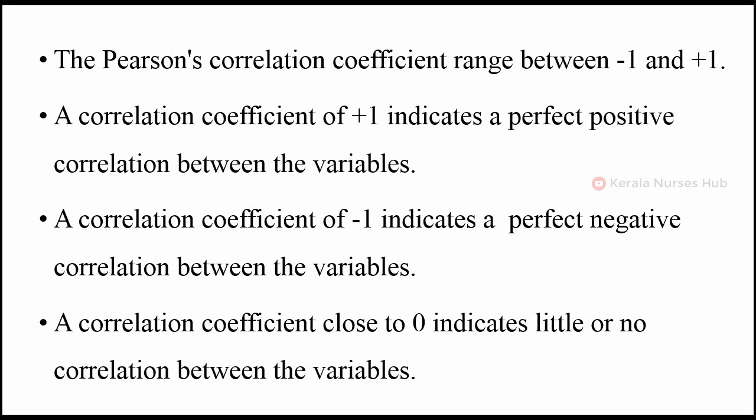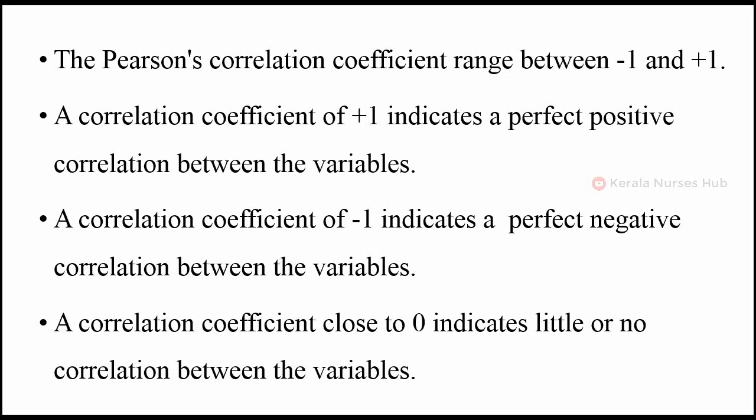And suppose the correlation coefficient value is -1, which indicates a negative correlation. So what is negative correlation? An increase in one variable leads to a decrease in the other variable. So that is known as negative correlation. If the r value is -1, it indicates a perfect negative correlation between the variables.